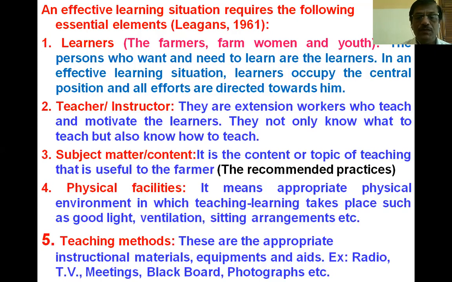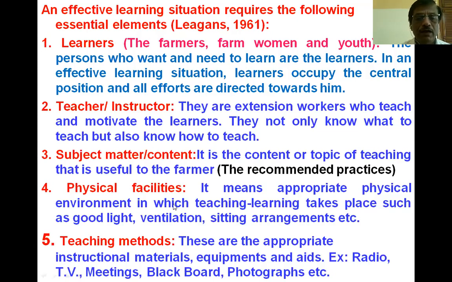Then subject matter. Subject matter is the content or topic or information of teaching that is useful to the farmers. For example, recommended practices. If you are teaching soybean growers, the recommended cultivation practices of soybean is the subject matter. You should teach information on recommended cultivation practices, not information on other aspects. Then only it is useful.